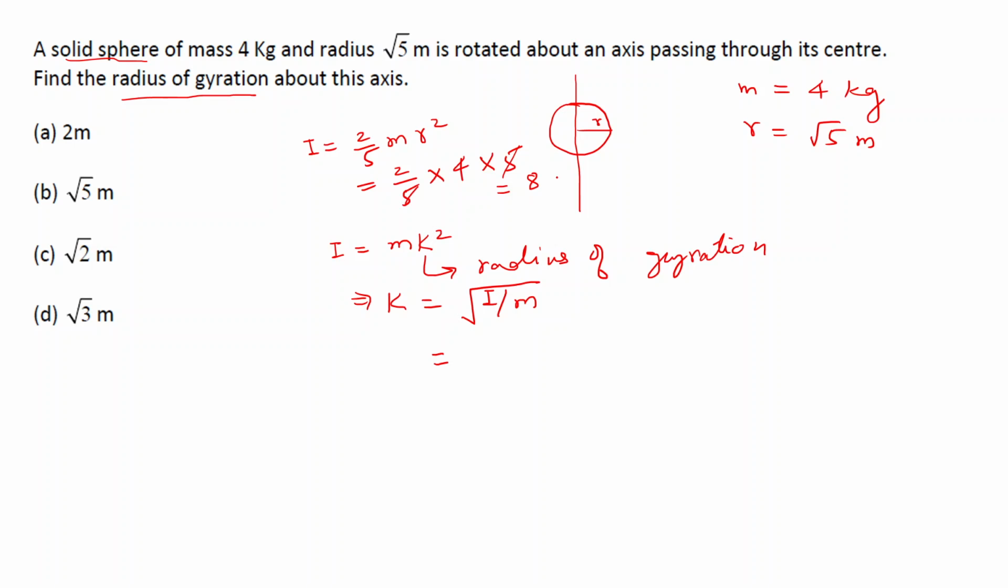Its moment of inertia is... Newton, sorry, what I'm saying, kg meter square. So this is the moment of inertia for this solid sphere. Now radius of gyration will be this 8 divided by mass. Again the mass is 4 and then I have to take the root. So it will be √2, and the unit is meter. So the answer is √2. Okay.